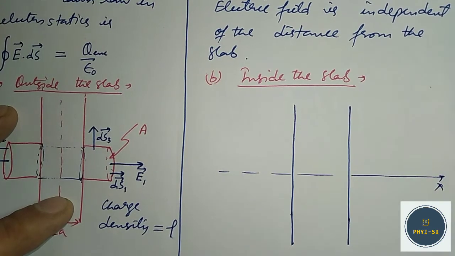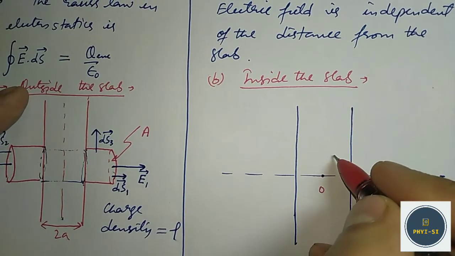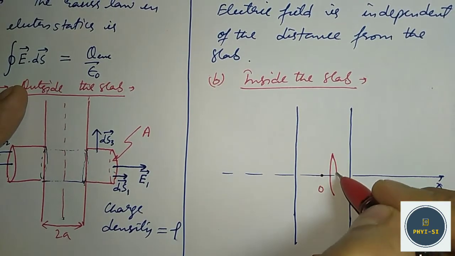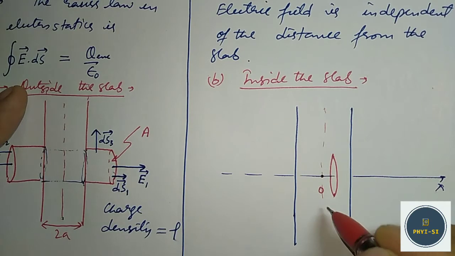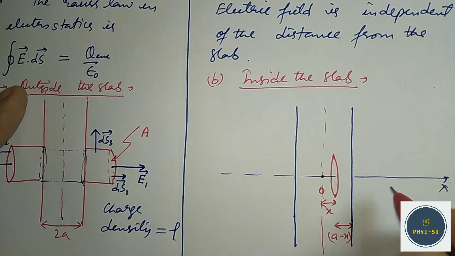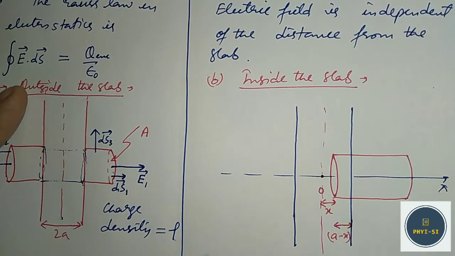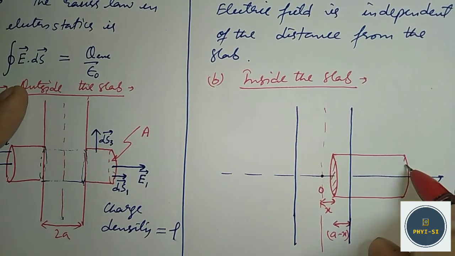This is the x-axis, this is the center, let's say it is O, and this distance let it be x, so this distance must be a minus x. And here goes the Gaussian surface. This is area A.